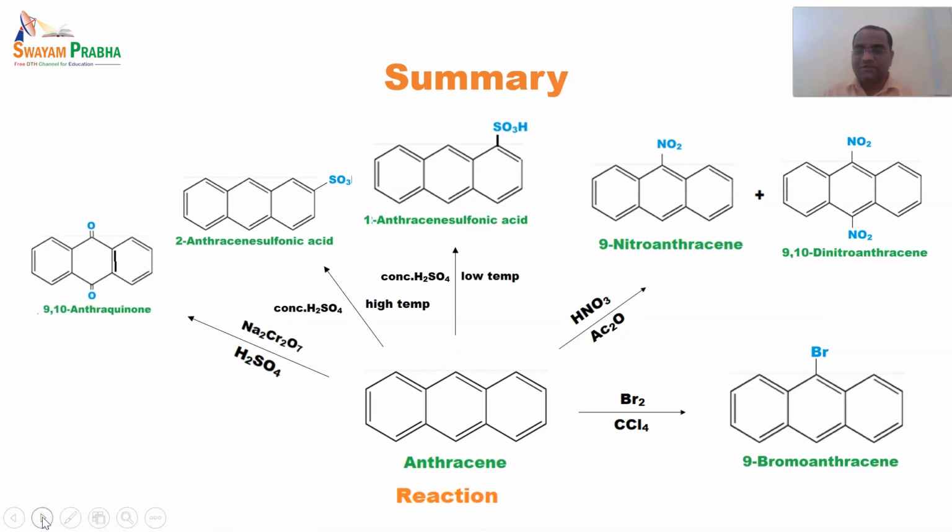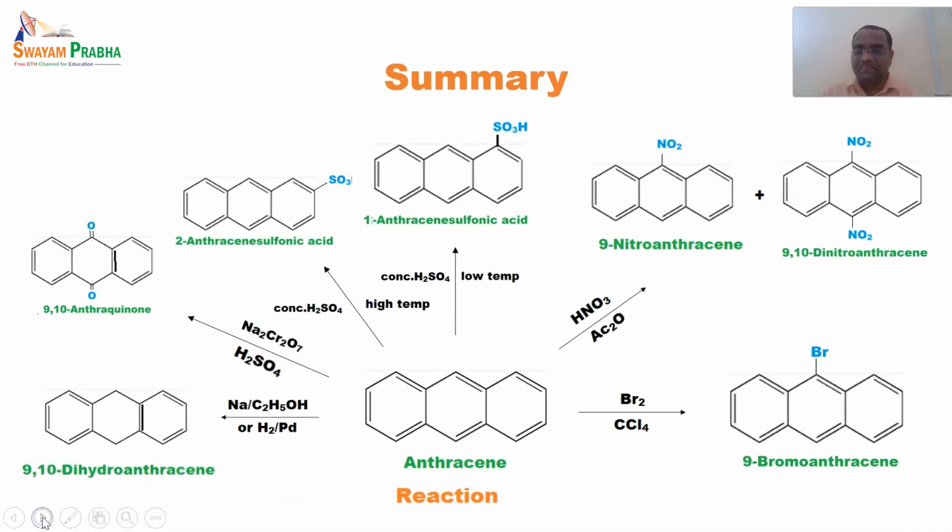After that, oxidation of anthracene, and oxidation takes place at the 9th and 10th position in presence of sodium chromate with acidic condition. And after that reduction, so the 9th and 10th position again have been reduced, with sodium in ethanol or by catalytic hydrogenation using palladium as a catalyst.